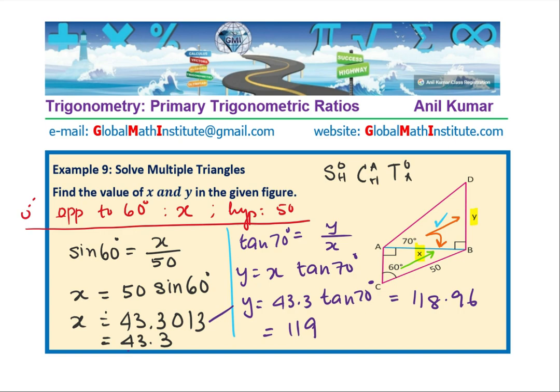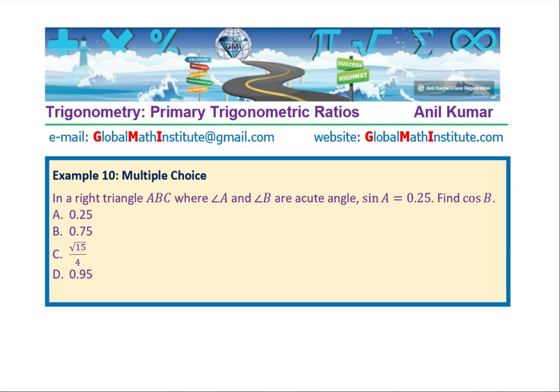Perfect. I'd like you to pause, do it yourself, and gain confidence of doing such questions. The whole idea of doing previous examples was to get to this stage. Okay? Question 10. A multiple choice question seen in many test papers says, in a right triangle ABC where A and B are acute angles and sine A is given to you, find cos B. And 4 choices. Okay?